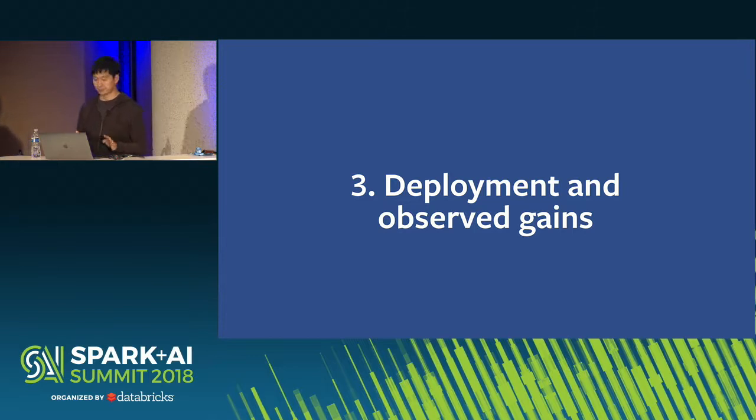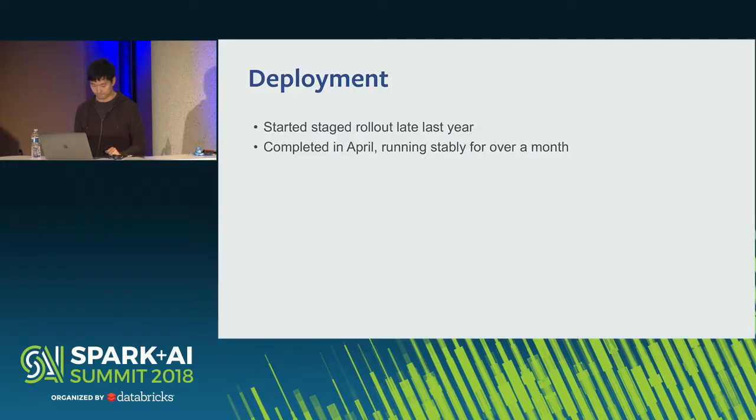So now I'd like to discuss our deployment and the gains that we observed with the deployment. So we started deploying this late last year in a staged rollout, and then we completed this rollout in April. So we've been running essentially all of Spark for over a month. We've been running stably using SOS.